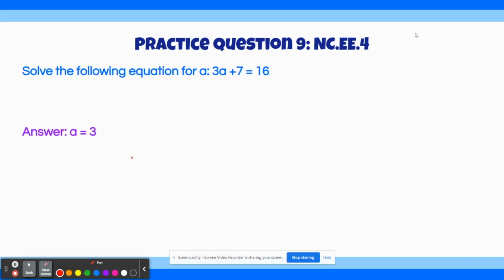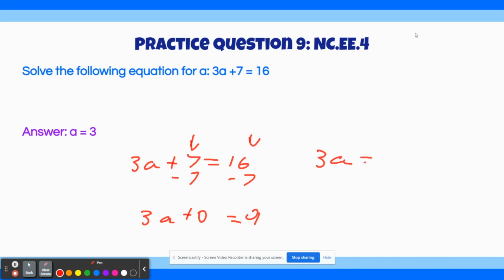So I'm going to start out by writing out our equation. 3A plus 7 equals 16. So now we can see one set of like terms. We see the 7 and we see the 16. So if we subtract 7 from both sides, minus 7 and minus 7, that'll get rid of the 7 on this side. So we'll get 3A plus 7 minus 7 is just going to be 0, equals 16 minus 7, which is 9. So then we can get rid of 0 as well. We get 3A equals 9.